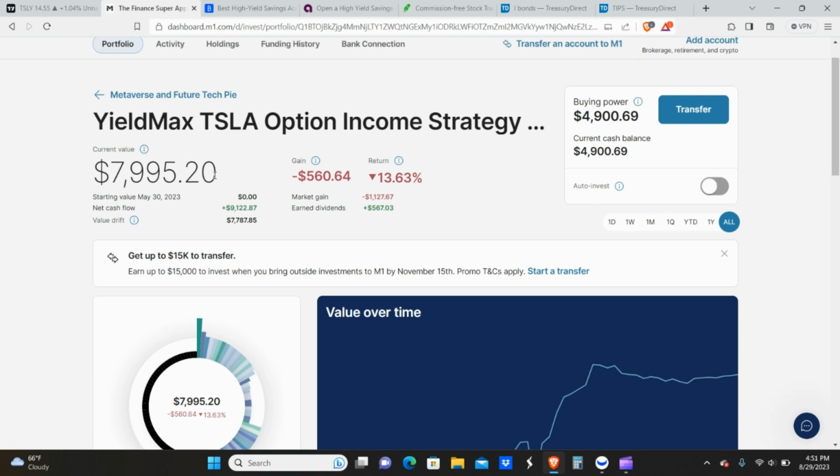The current amount that I have in here, you guys can see that. You can also see my return is actually negative 13.5%. So for those of you that are in a drawdown currently on TSLY, just understand I'm with you on this. I'm experiencing this too.